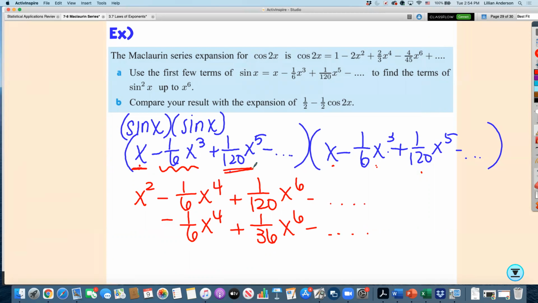Now I need to multiply 1/120 x to the 5th by every term. What's 1/120 x to the 5th times x? Do I need to keep going? No. So now I have what I need so that I can have my terms up to x to the 6th. And all I gotta do is add at this point, add my coefficients. So I'm gonna get x squared minus 26x to the 4th, which is what? And then I'll just need to add the coefficients here.